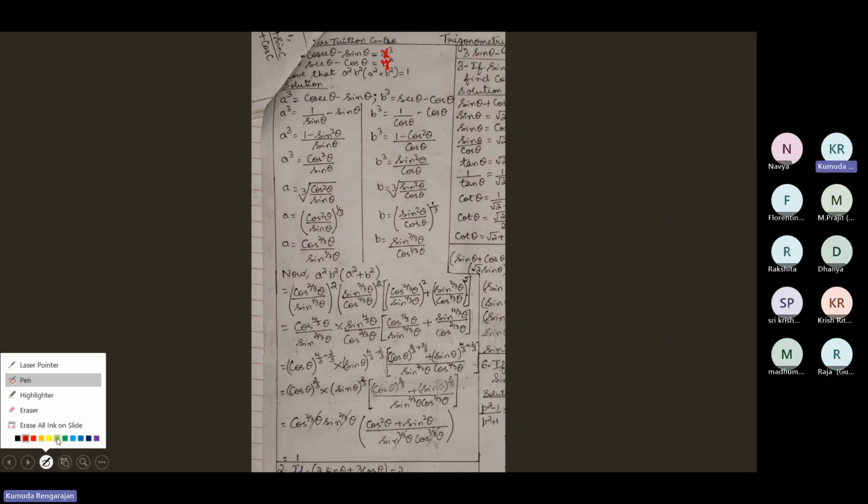I think in the question you have x cubed and y cubed, but here you can see it as a cubed and b cubed. It's the same thing, but a and b instead of x and y.